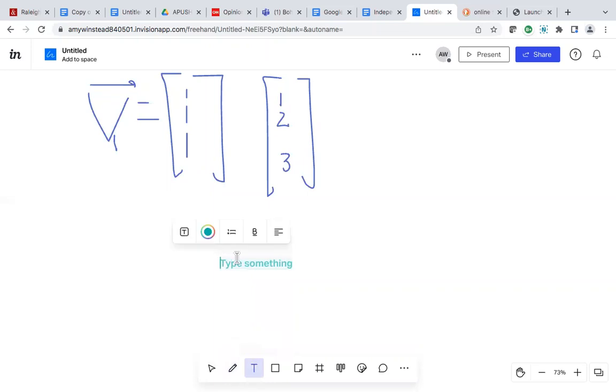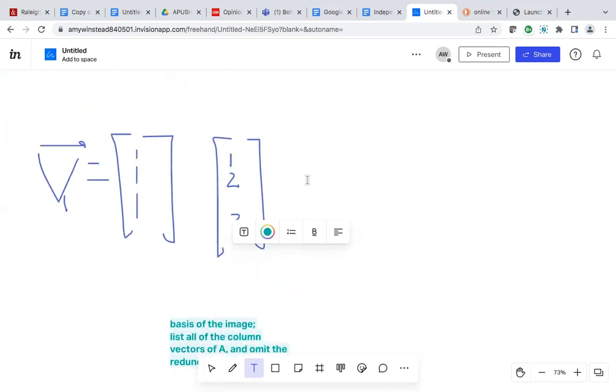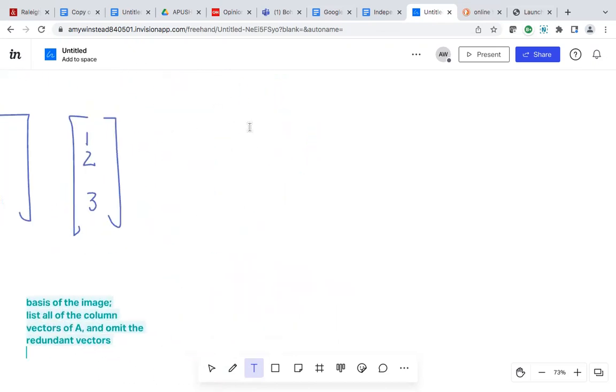Let's talk about what basis means. The basis of the image. Okay, so the definition that we're given is that, we already talked about this, they form the basis if they span V and are linearly independent. But as for how to find the basis, list all of the column vectors of A and omit the redundant vectors. And we can see this is what we did here. These are the non-redundant vectors left over from the column vectors.